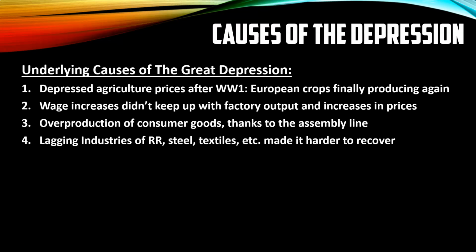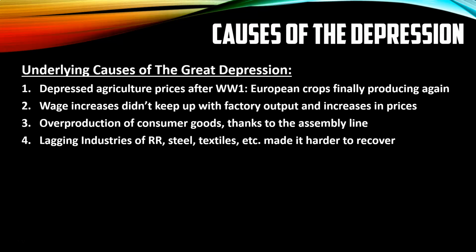Number one, depressed agricultural prices after World War I, European crops finally producing again. Wage increases didn't keep up with factory output, and you had large increases in prices. You also had an overproduction of consumer goods, and that was in part because of the assembly line. And then lagging industries of railroad, steel, textiles made it harder to recover.